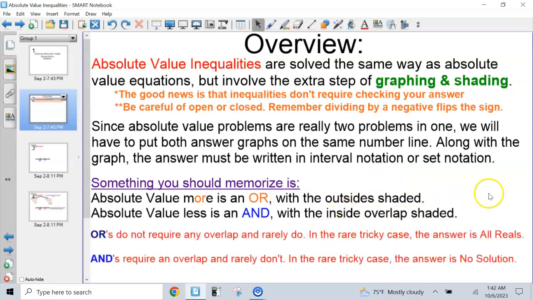Ors do not require any overlap and rarely do. If they do overlap, that's a tricky case. The answer is all real numbers. Ands require an overlap and they rarely don't. In the tricky case, if they don't overlap at all, you say no solution.